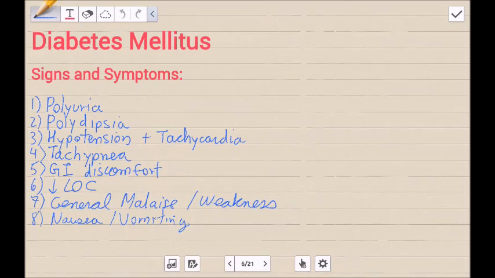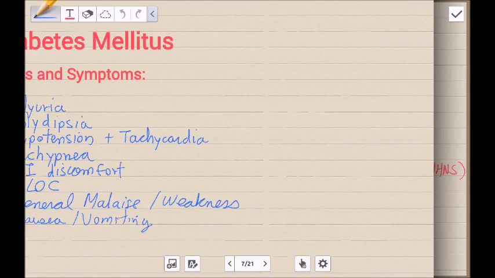Tachypnea usually happens when patients are acidotic, so patients will tend to breathe faster, hyperventilate in order to try to correct the imbalances in the metabolic acidosis. GI discomfort usually is caused by lactic acid buildup. They can present with decreased LOC. They feel generally unwell, weak, or they might complain of nausea and vomiting.